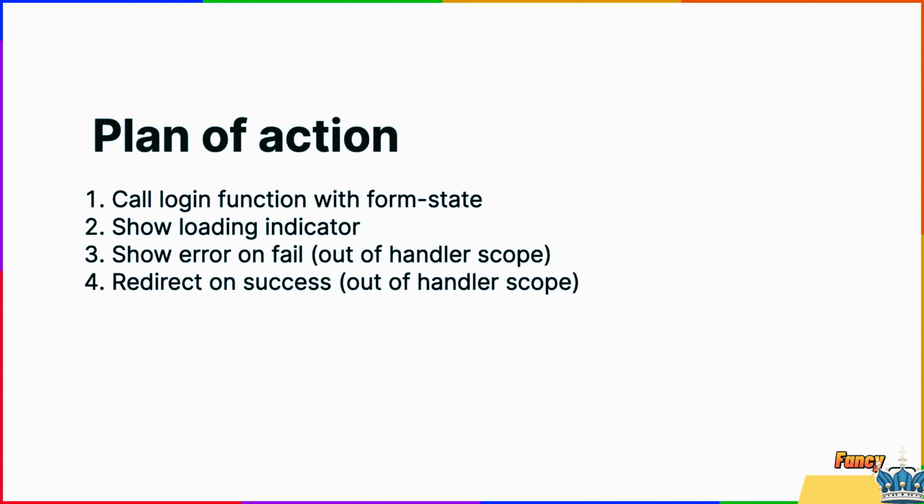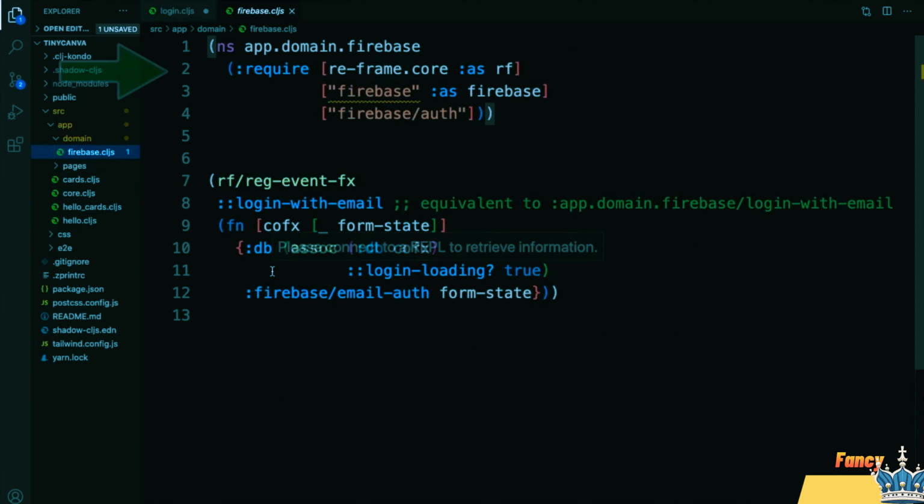The error handling and redirect happens after the login function, i.e. the side effect is called, so it is out of the scope of this handler. With this in mind, let's populate the Firebase namespace. We first import all the required libraries, and then we define the login with email handler. Notice the double colon. The double colon is a shorthand to add the current namespace as a prefix to the keyword. Reframe will call this handler function with the coeffects map and the dispatched event.